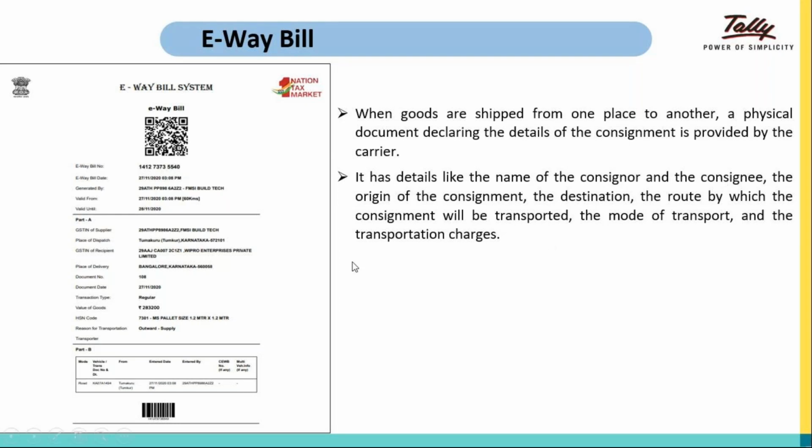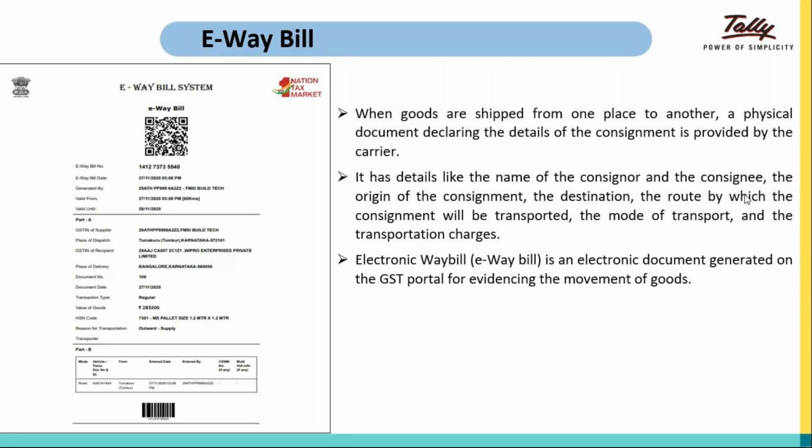Then you'll have the origin of the consignment and the destination, that means from where to where it is moving, the route by which it will be transported, and the mode of transport. All of you are aware of the various modes of transport like road, rail, air, ship. So these are the different modes of transport.